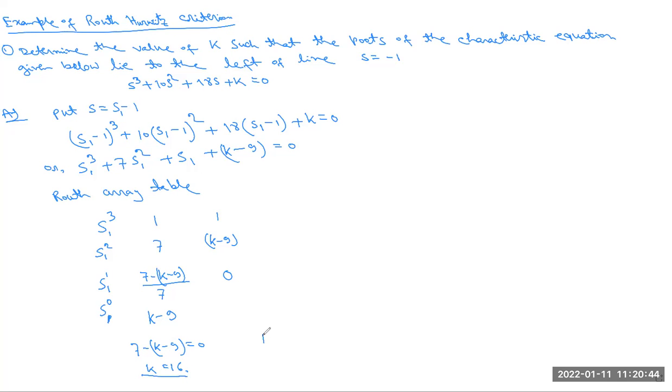Another, it is K minus 9 equals to 0. That means K equals to 9. And both values, the K is greater than 16 and greater than 9. So the root value is present between these 9 to 16. So these are basically the ranges of the K.